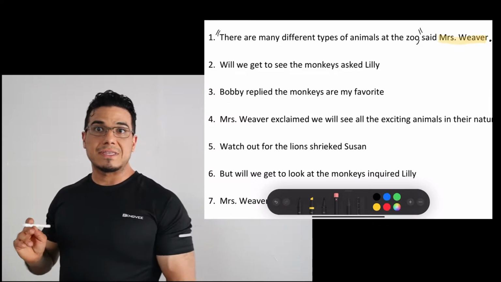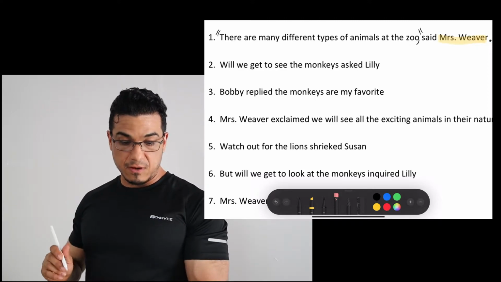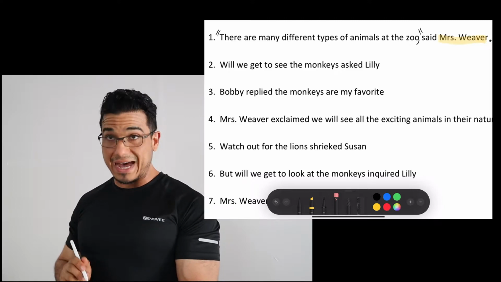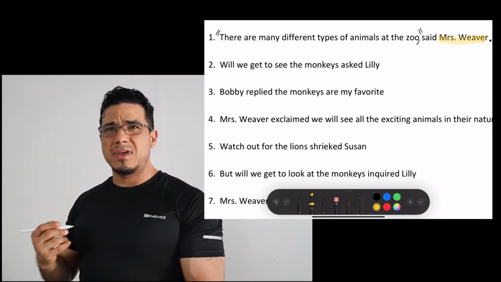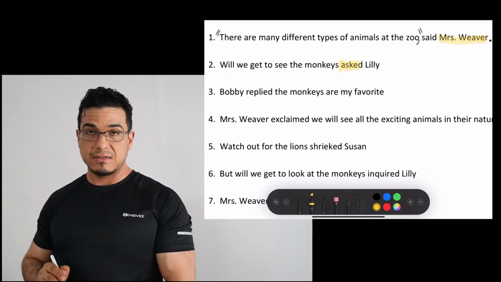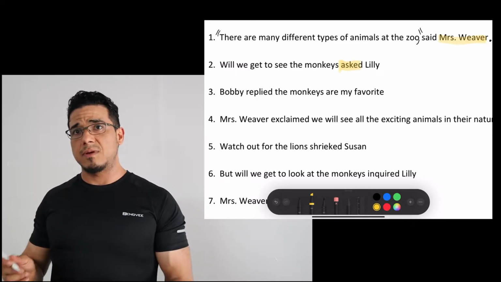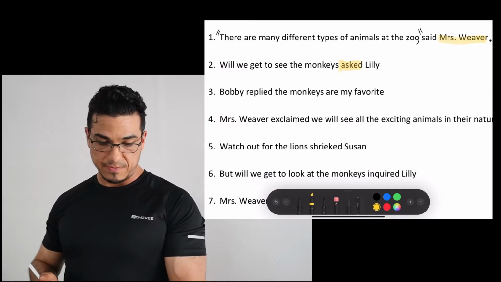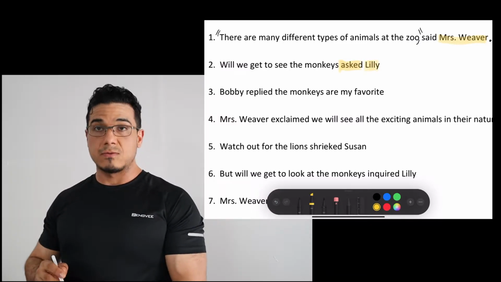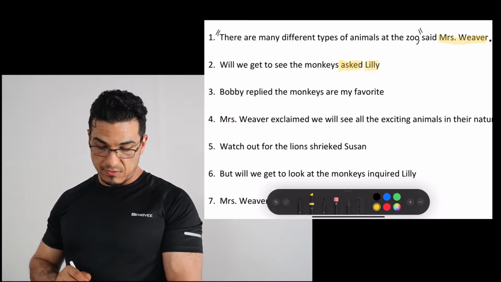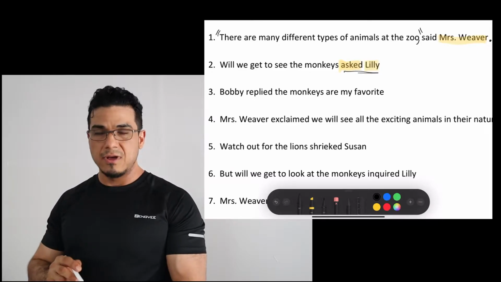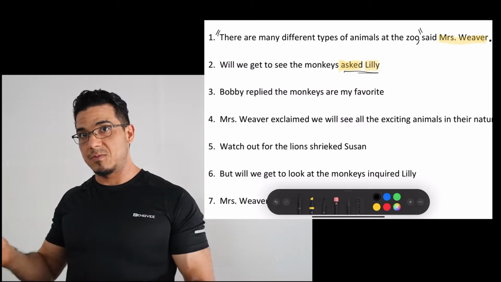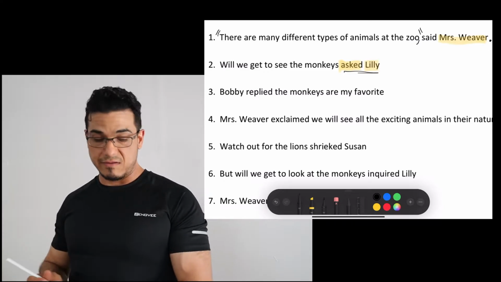Okay, let's take a look at the second example. "Will we get to see the monkeys?" asked Lily. And so we have an operative word here, which is asked. So we know the kind of sentence is going to be an interrogative, which means it's a question. She's requesting information. And we know that Lily is the one who's asking. So I can tell right away that these last two words are not going to be included in the quotation marks, because that's not what's being mentioned at all. That's where the credit is being given.